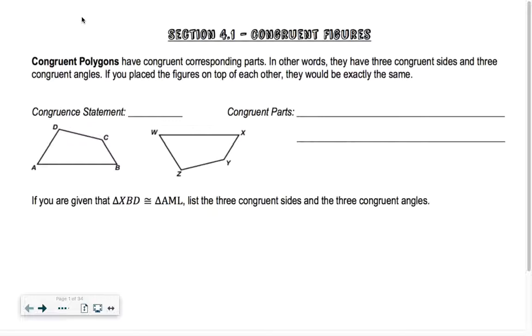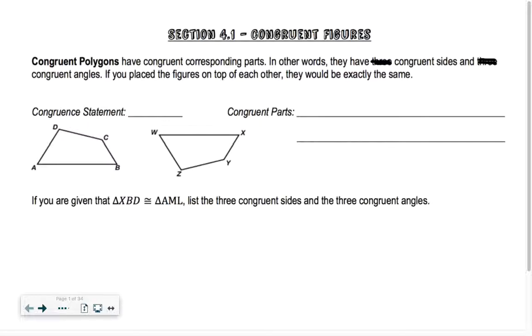So it says they have corresponding congruent parts. In other words, they have congruent sides and congruent angles. Oops, I said three, but that was for congruent triangles, which have three. So in this case, with our two polygons here, I actually have four congruent angles and four congruent sides.